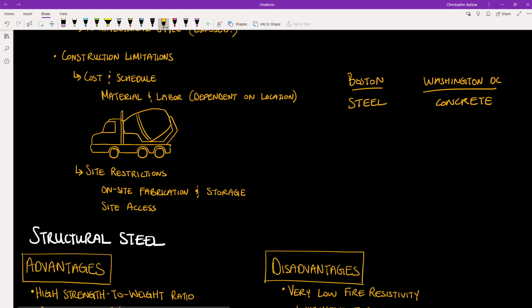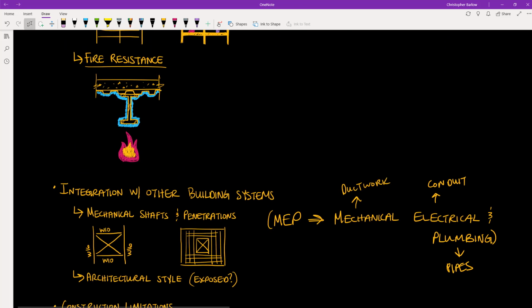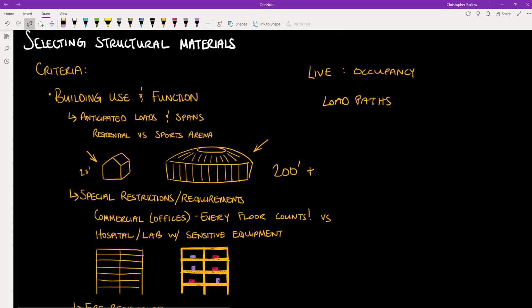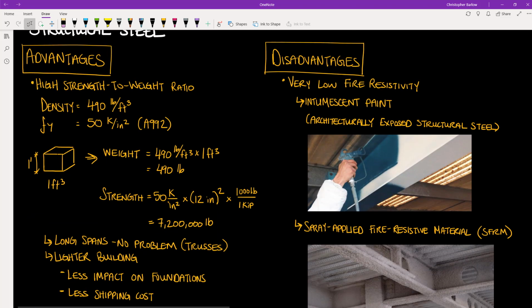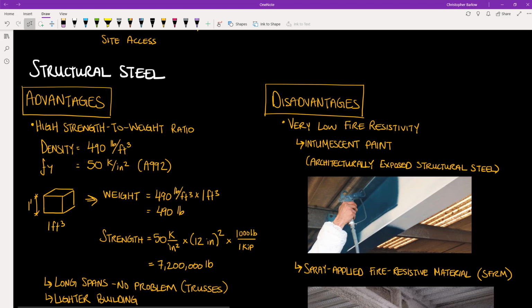Also, the specific site may have some restrictions for what materials can be used based on how the material is being brought onto the site, where it's being stored, how it's being fabricated, etc. So now that we have all of these basic criteria laid out, we can start to look at our first structural material, which is structural steel. And we'll get into that in the next video.